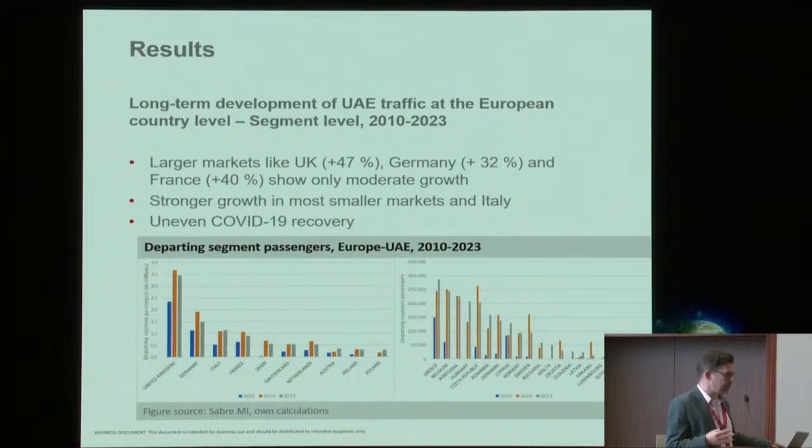And we have uneven COVID-19 recovery. For example, Germany is still struggling. You see the gray bar there shows that post-COVID-19 figures in Germany and the UK, for example, are still below 2019 figures. So those countries still have not fully recovered, or traffic flows from these countries still have not fully recovered.